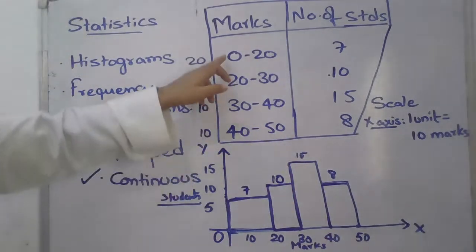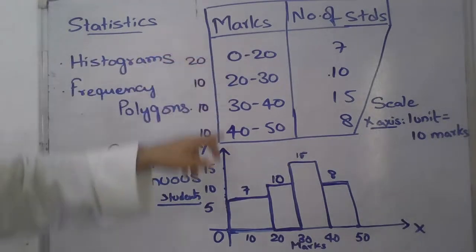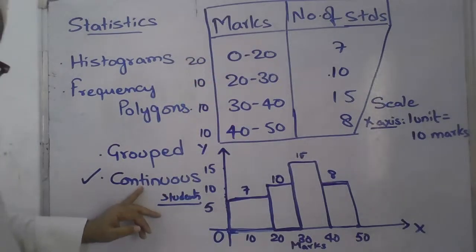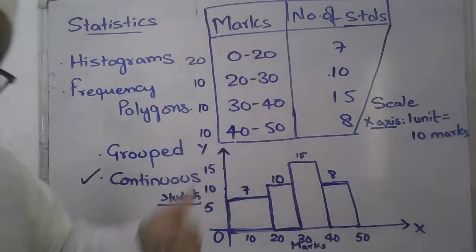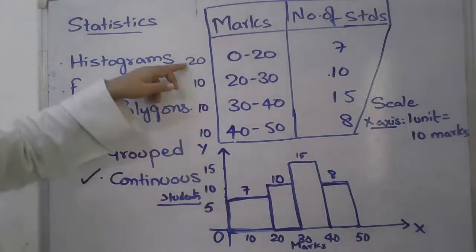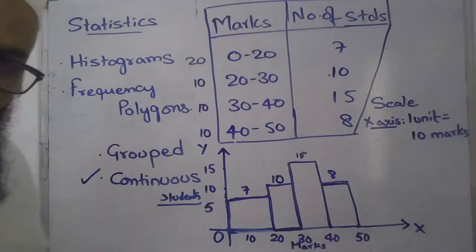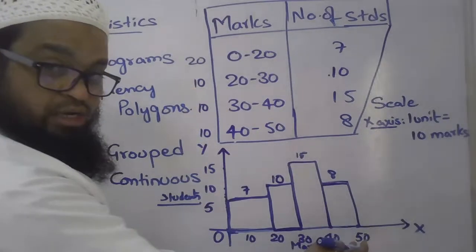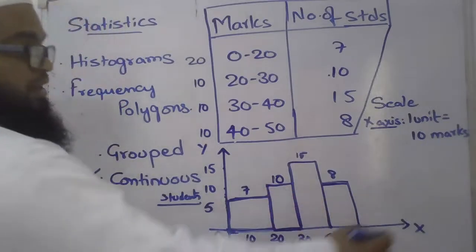Very easy. First, you have to check whether the data is grouped or not, and after that, check whether it is continuous or not. So 20, 20, 30, 30, 40, 40. It should be continuous. And after that, check the class size so that it will be easy for you to draw. So once you finalize the class size, take it, and then name the x-axis and also give the scale.